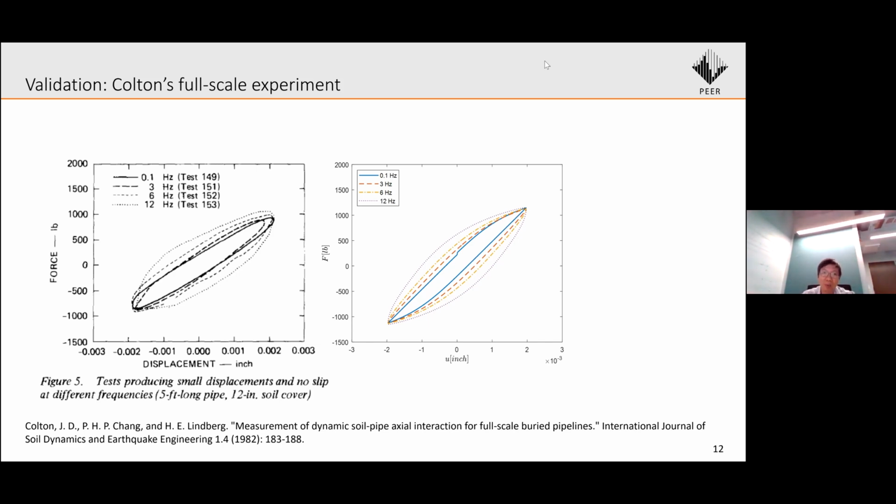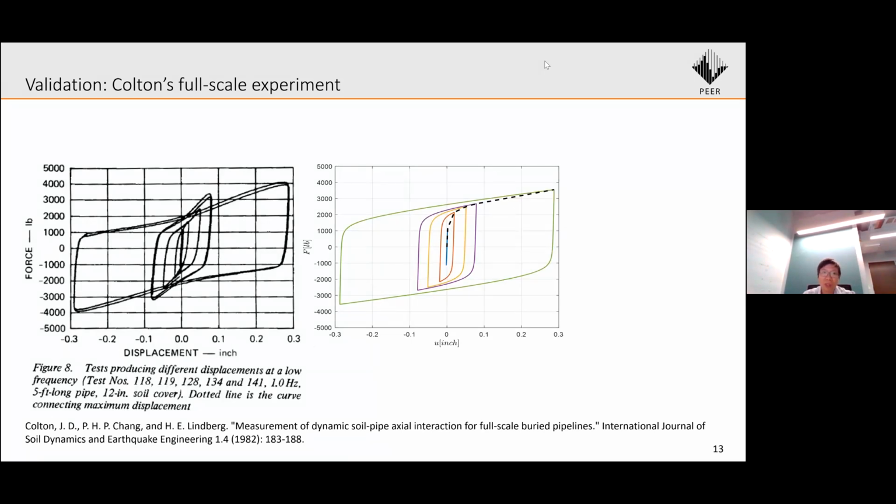We can see that the proposed model is able to capture those trends, and it also agrees pretty well with the experiment data. For different displacement amplitudes at the low frequencies, the proposed model shows that the stiffness decreases with the increasing displacement amplitude. It represents the nonlinearity of the force displacement curve. Again, the proposed model is in good agreement with the experiment result.